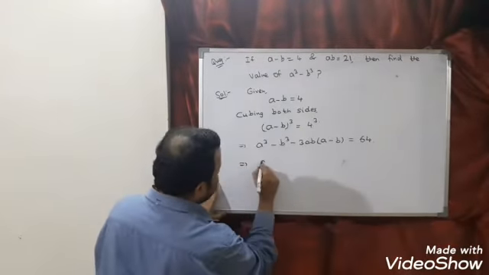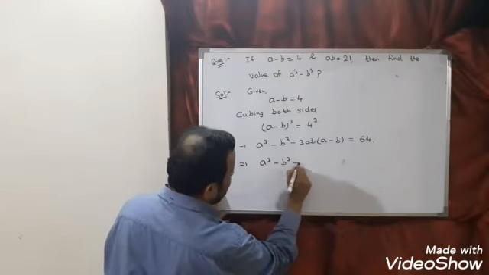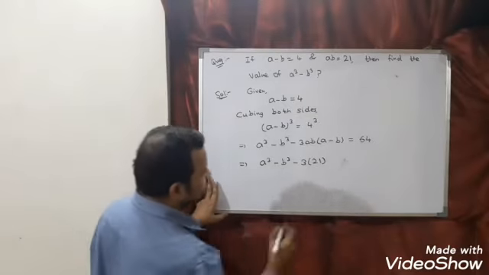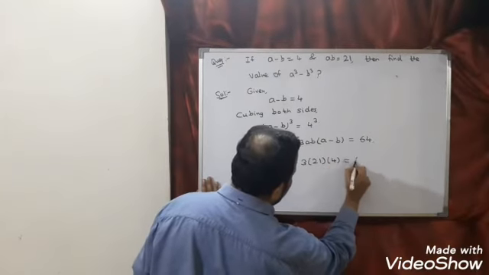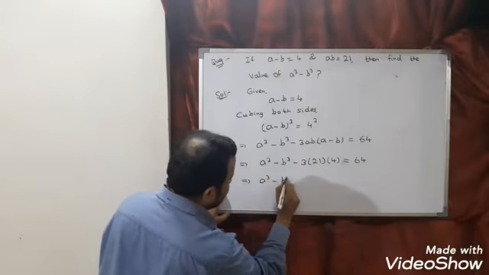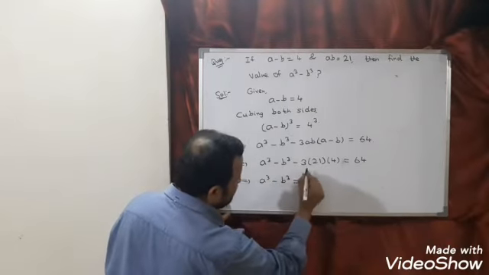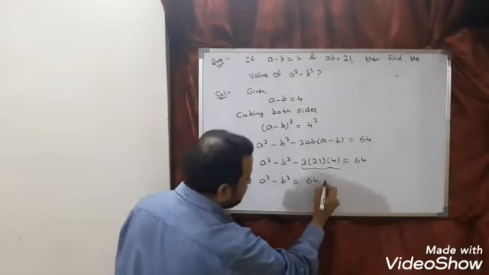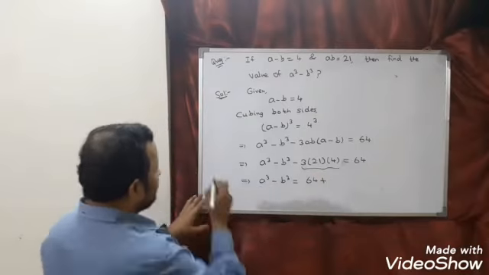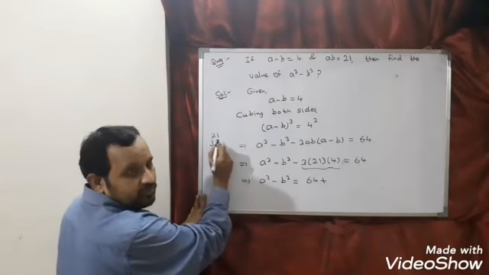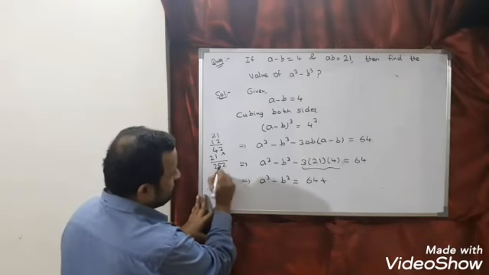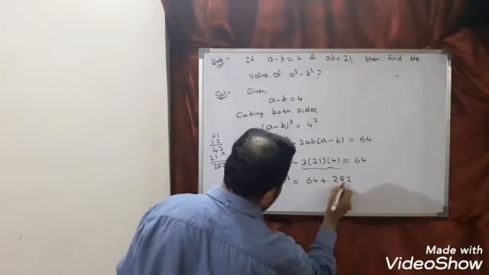Or this we can write as A cube minus B cube minus 3. What is AB? AB is nothing but 21. A minus B is nothing but 4, is equal to 64. Or this we can write as A cube minus B cube is equal to 64. This term I am shifting to the other side. It will become plus. So calculate. So 3 into 4, 12. So 21 into 12. 2 1s are 2, 2 2s are 4, 1, 2. So 2, 5, 2. So this is 252.